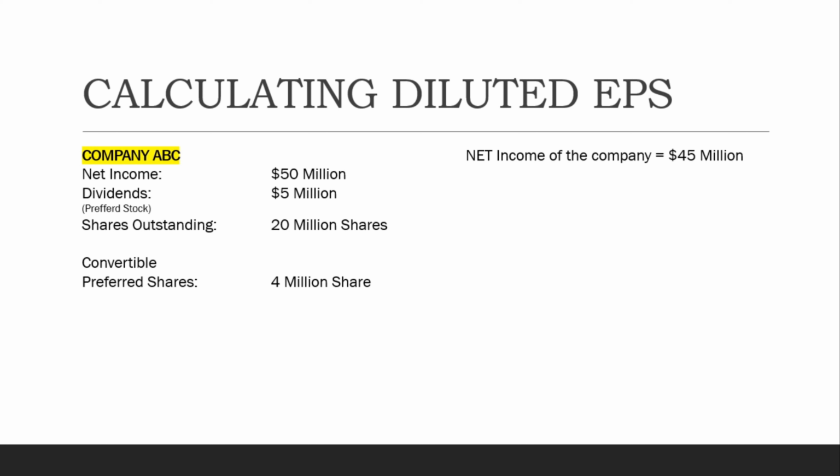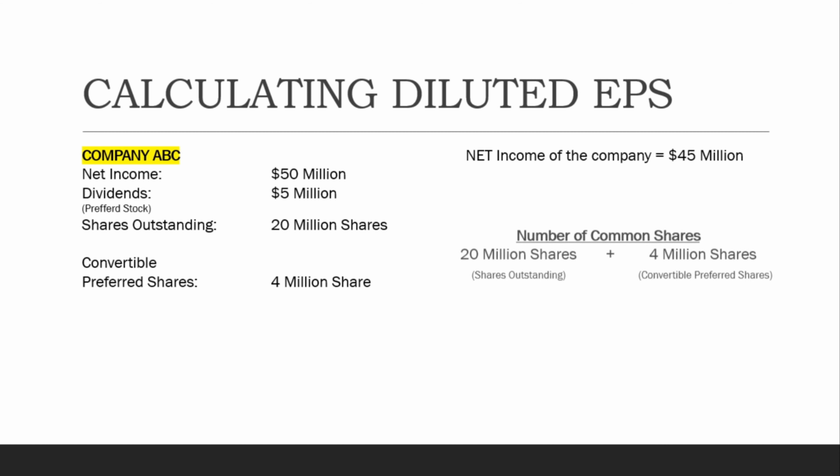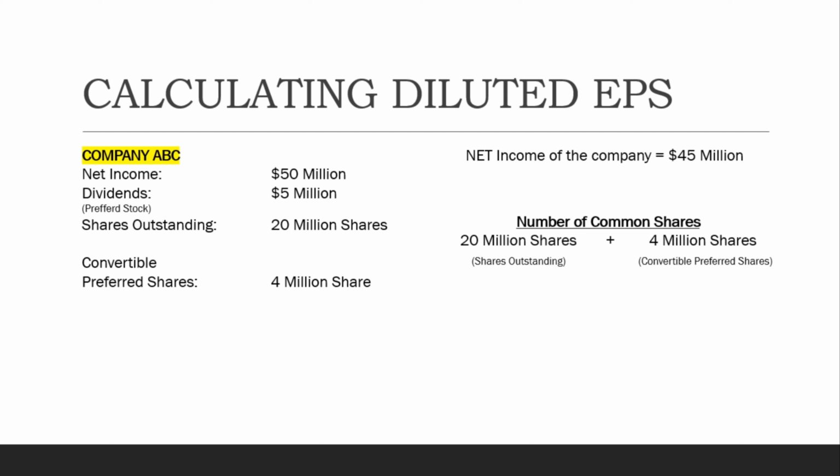So to get a better number for the diluted EPS, we have to find out what the total number of common shares is. So we have the 20 million outstanding shares, which is the 20 million from the original. But since we have convertible preferred shares, whether it's preferred shares or stock options, there's an additional 4 million shares which needs to be added in. And that'll give you a total of 24 million shares.